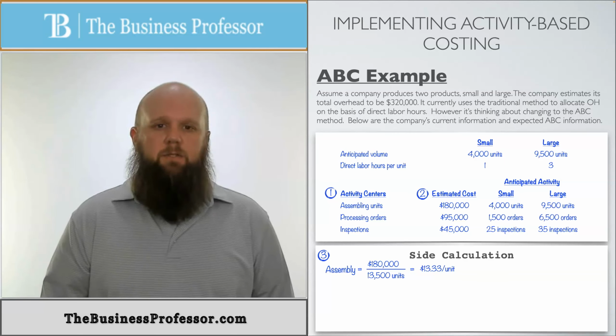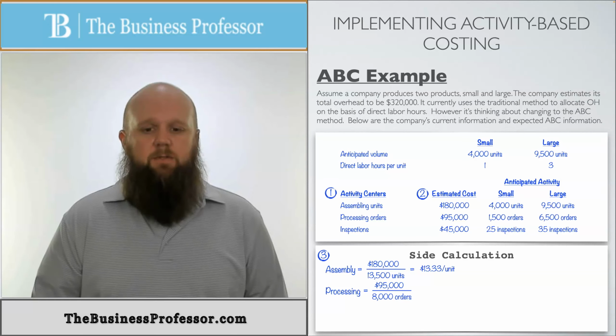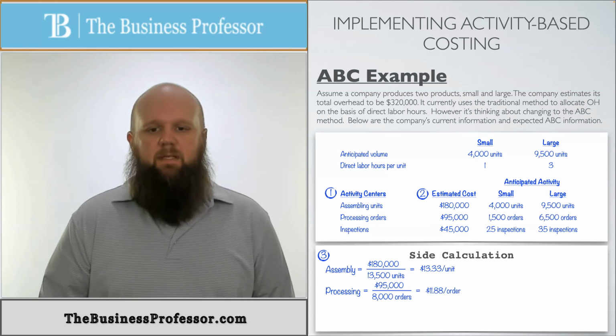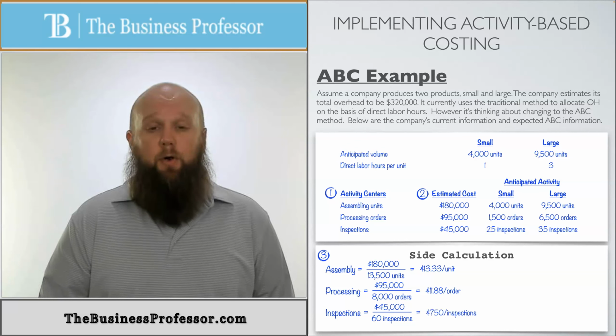So that's one activity. Let's do another one. Processing. Same thing, we're going to do 95,000 divided by the total of all of the orders for both products, so small and large. So if we add up the 1,500 plus the 6,500, that's going to give us 8,000 orders. Divide that out, that's going to give us an activity rate of $11.88 per order. Finally, we have the inspections. We're going to divide 45,000, that's the numerator, divided by the total number of inspections, which is going to be 60, and that's going to give us a total rate of $750 per inspection. So that is step 3.